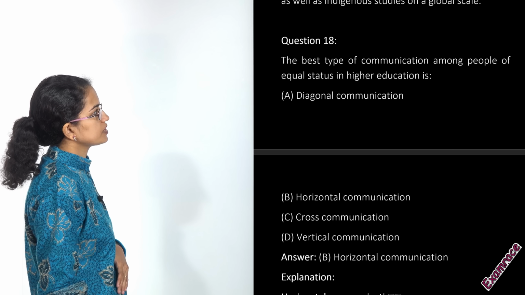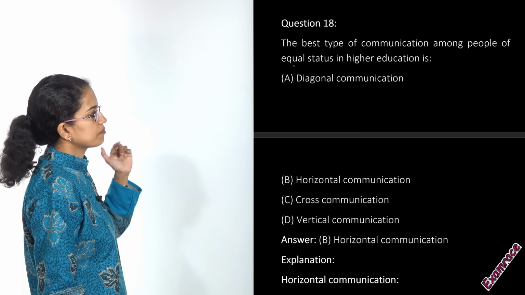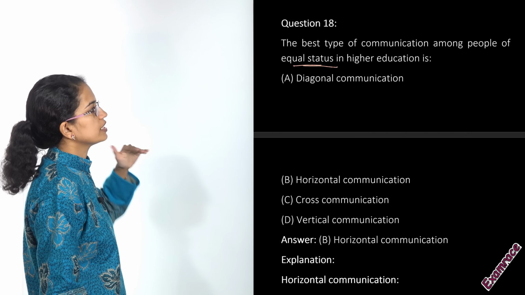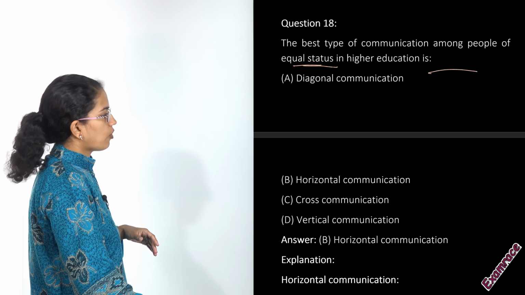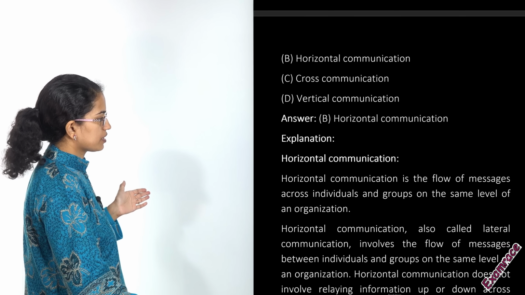The communication which is done among people of equal status is horizontal; among people of different hierarchy it is vertical. So here your correct answer would be horizontal. All the employees at one level would have similar communication.